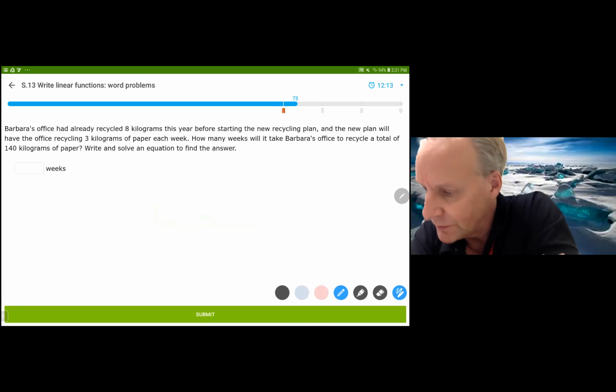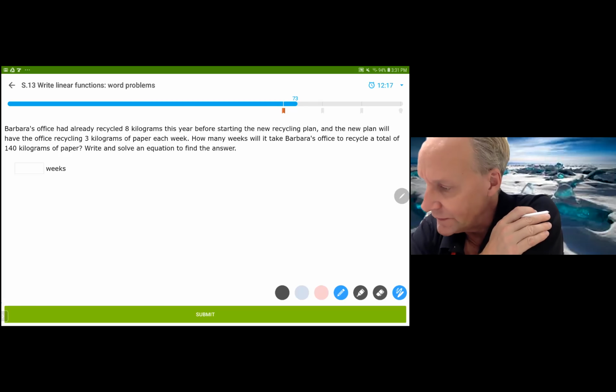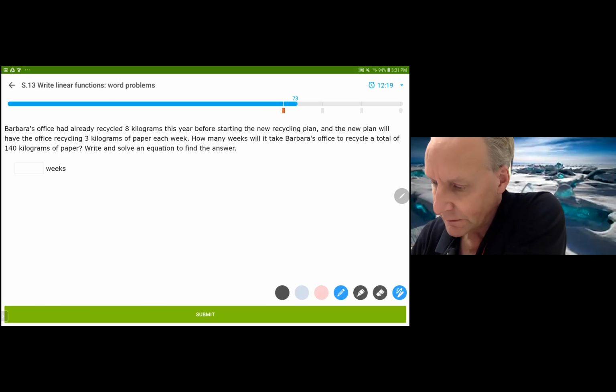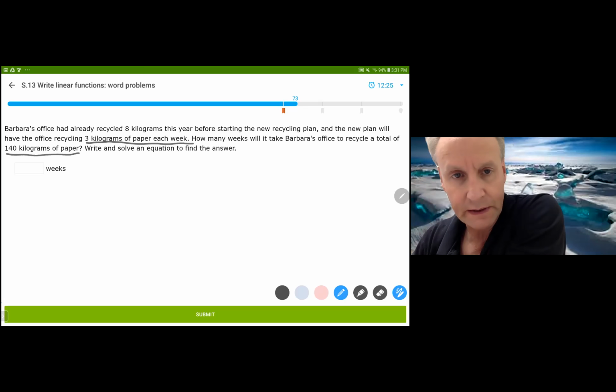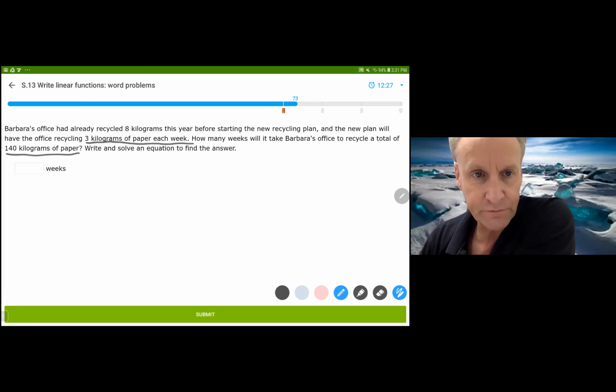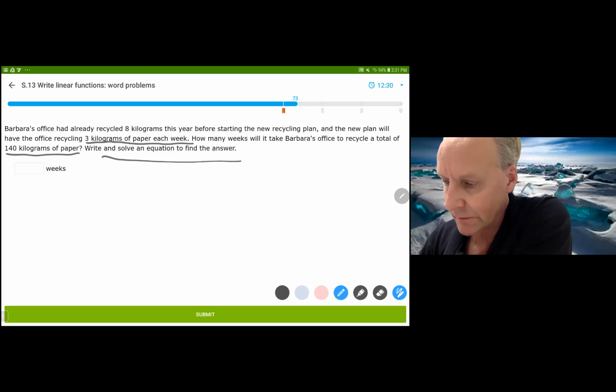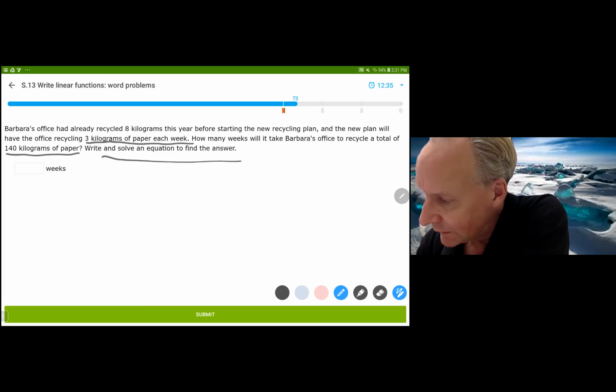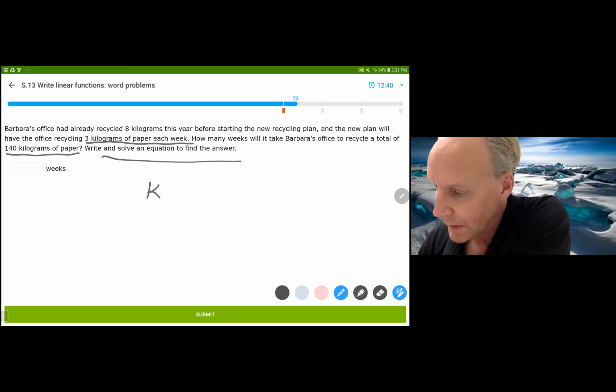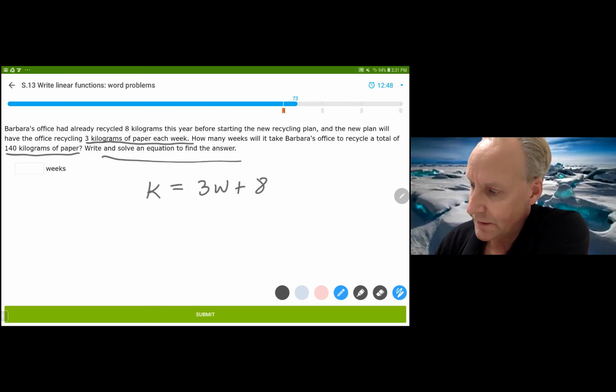Okay. It says the office has already recycled 8 kilograms this year, and the new plan will have recycling 3 each week. How many weeks will it take to get to 140 kilograms? So we're supposed to first write the equation and then solve it. I'm going to call it K for kilograms of paper. And it's equal to 3 each week plus the 8 original. And we're interested in how many weeks will it take to get to the 140 goal?